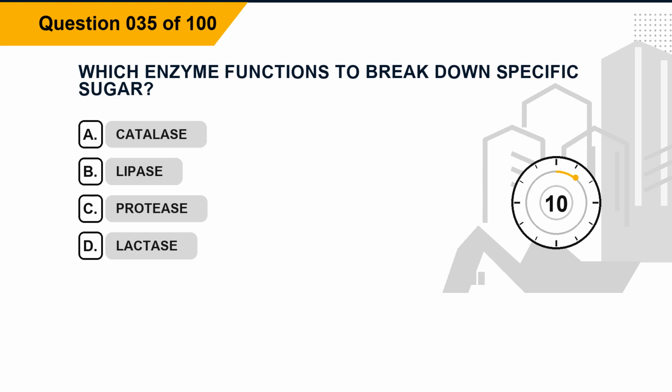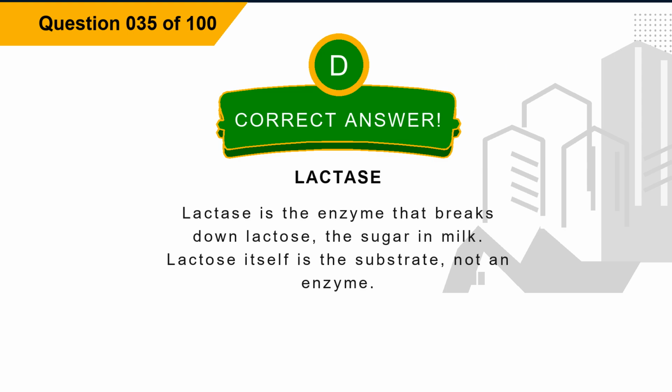Question 35. Which enzyme functions to break down a specific sugar? Option A, catalase. Option B, lipase. Option C, protease. Option D, lactase. The correct answer is option D, lactase. Explanation. Lactase is the enzyme that breaks down lactose, the sugar in milk. Lactose itself is the substrate, not an enzyme.